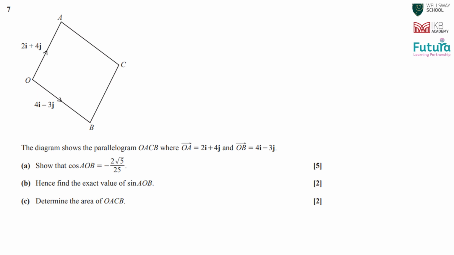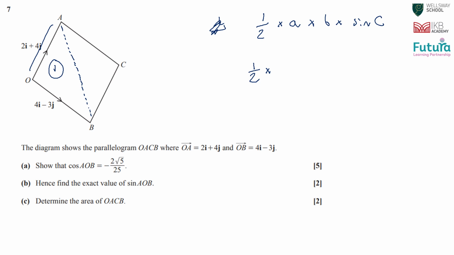Finally, for part C, we want to determine the area of this parallelogram. Now, with a parallelogram, we know that a parallelogram consists of two triangles. And to work out the area of a non-right angled triangle, the formula that you would use, if we call this triangle 1, is half times A times B times sine C. And so what we're going to do is half times side A, which earlier we worked out was 2 root 5, times B, which earlier we worked out was 5, times sine of C.